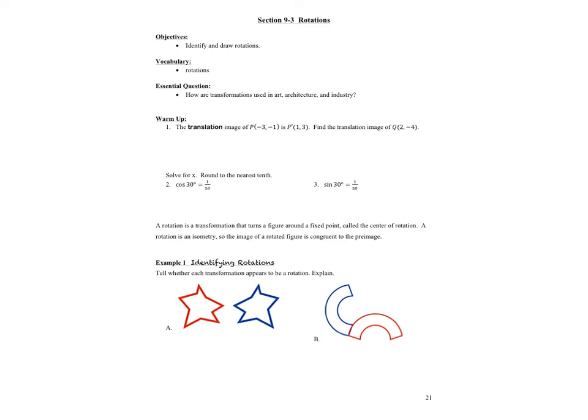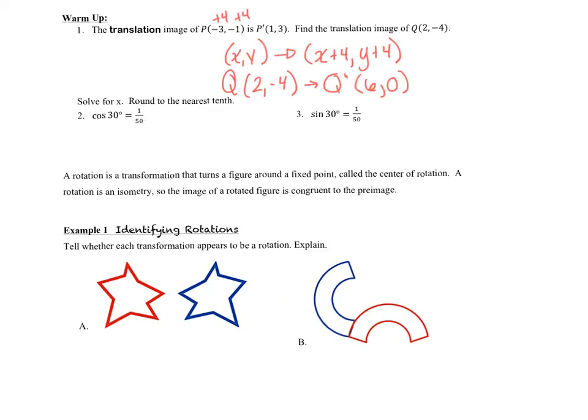This is 9-3 rotations. You can only do warm-up number 1 as we have not learned 2 and 3 yet. Pause the video so you can try warm-up number 1 and hit play when you're ready to see the answer. So I figured out that the rule for the mapping was adding 4 to the x and adding 4 to the y. So I did that for point Q, and I got Q prime being (6, 0).